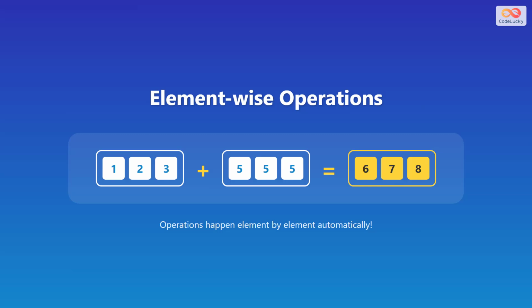One of the coolest features is element-wise operations. If you add 5 to an array, NumPy adds 5 to every single number in that array automatically. If you add two arrays together, it adds them index by index. No need for loop structures, the math just works naturally.